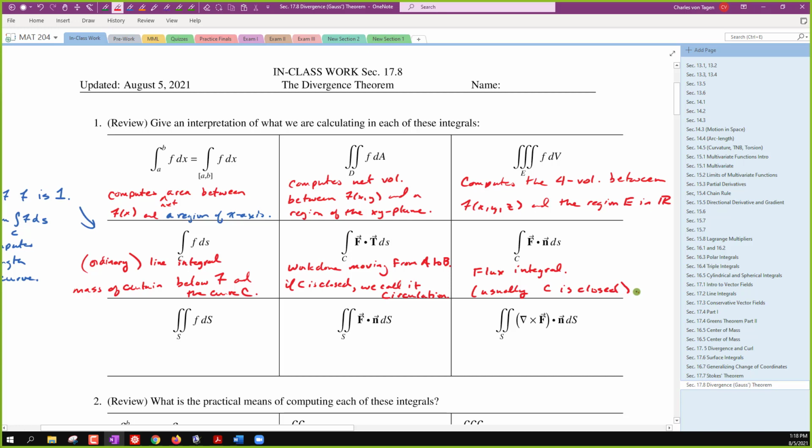Now, you could still compute something like flux moving from A to B, but it's more ambiguous, one, because it's harder to talk about what your normal vector will be. If it's not closed, we can't talk about an outward pointing normal vector. Does that make sense, folks?